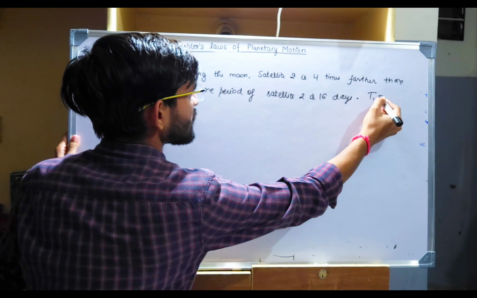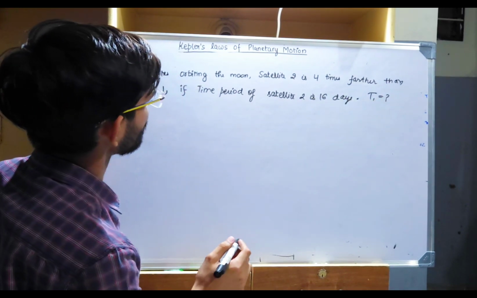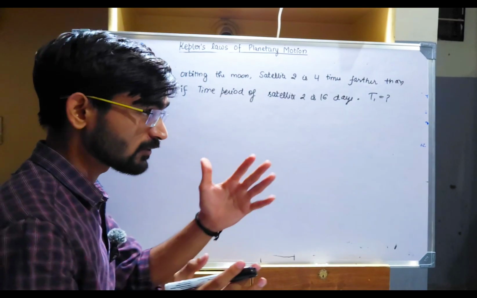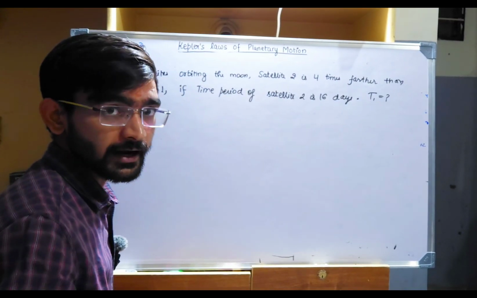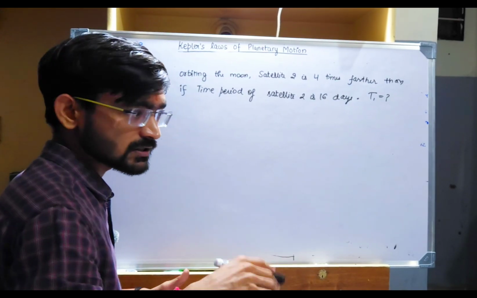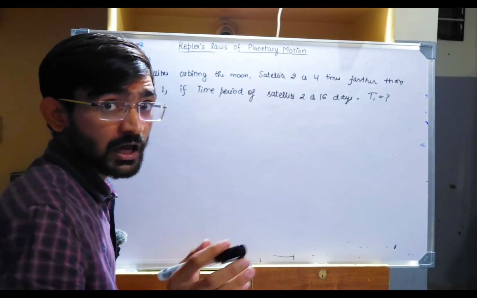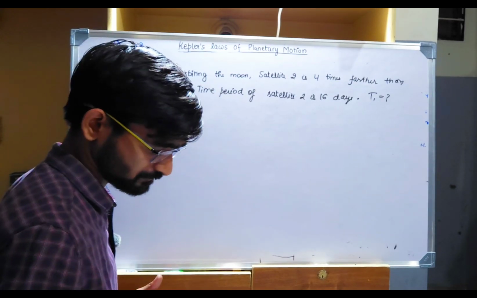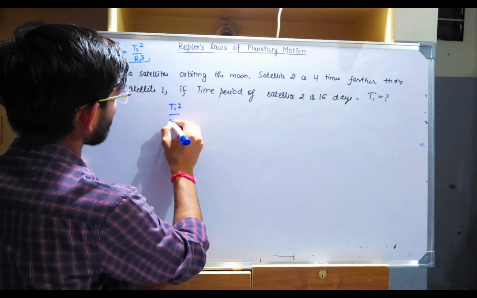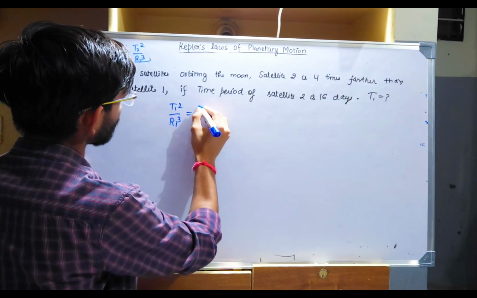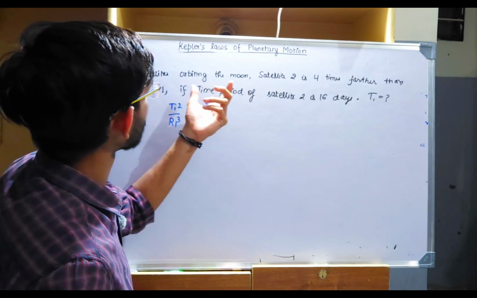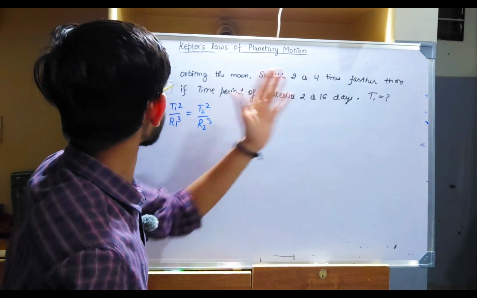I'm writing that as T1. We have to find the time period of satellite 1. As I told you, these Kepler's laws are not only valid for the sun and the planets. This is valid for any body which is orbiting any other heavy celestial body. So as we know, T1 square upon R1 cube equals T2 square upon R2 cube. See here, satellite 2 is 4 times farther than satellite 1.